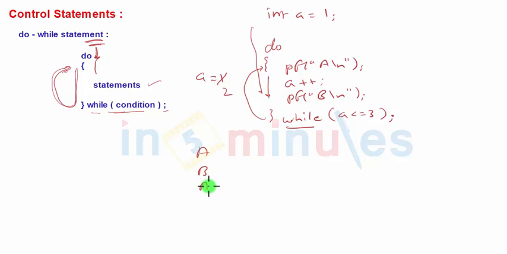So again you output a, then a plus plus occurs, a becomes 3, printf b works, b is output, then it checks the condition. Again the condition is true, so it jumps up and again executes the statements sequentially. It will output a, then a will change to 4, again printf b will work. We'll come to this stage and check the condition. Now this time a less than equal to 3 is false, so the loop will stop, and the program will proceed further with some other statements.